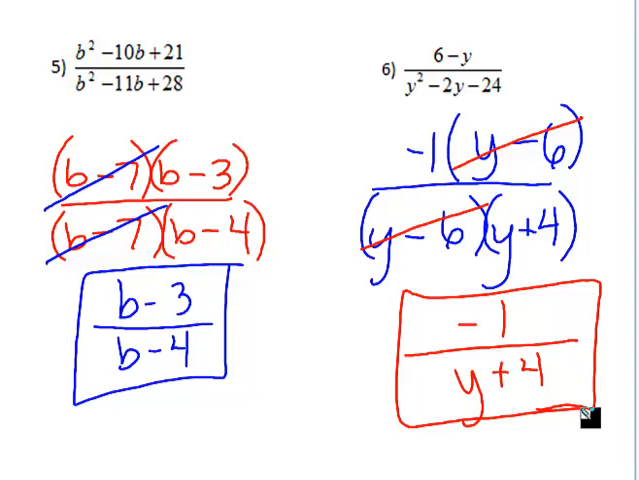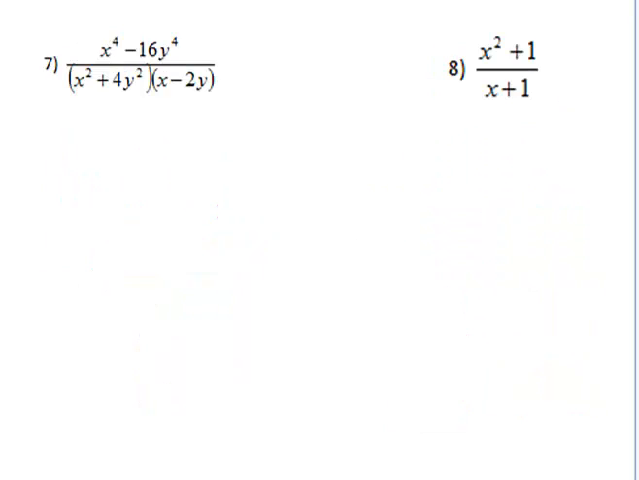Okay, so that's something to look for. When your factors are subtracted and they're just in the flip-flopped position, you always just have to take a negative 1 out of one of them, and then you will be able to get them to cancel. Okay, we got 2 more examples. Number 7, x to the 4th minus 16y to the 4th all over x squared plus 4y squared times x minus 2y.